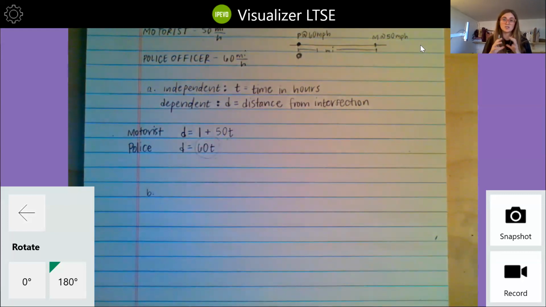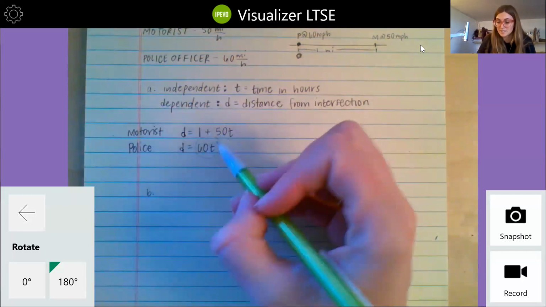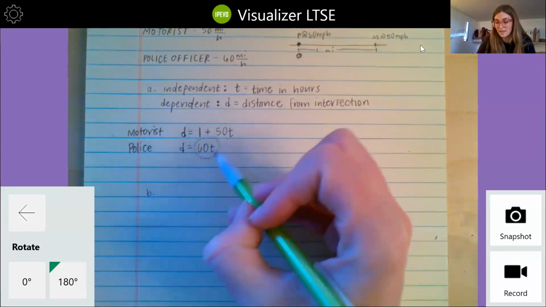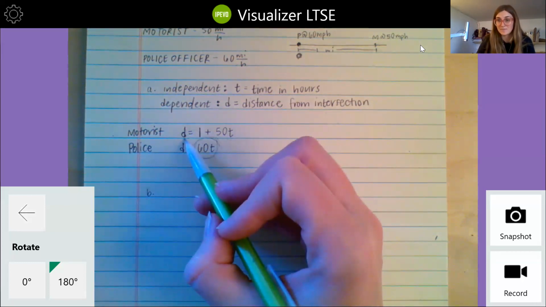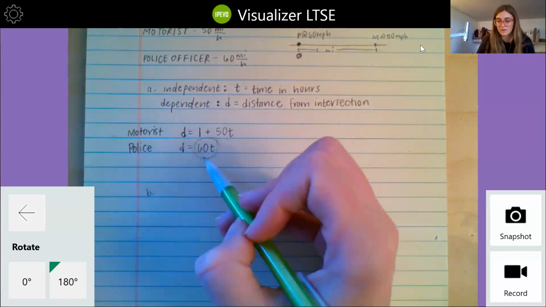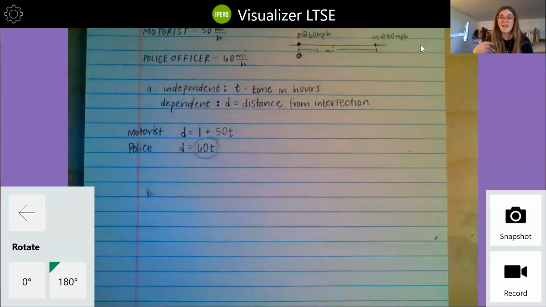So I want to solve this system of equations so that I have a value for d and a value for t. What I'm going to do is substitute, plugging this 60t in for d. Plug this in for that, and then I solve for t, and then I can plug t back in and solve for d. So just follow along for now.